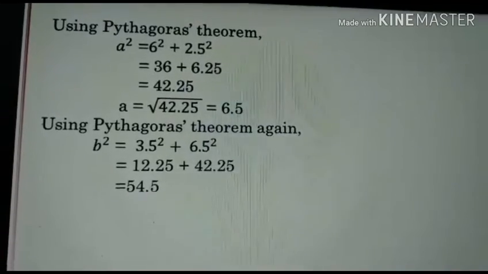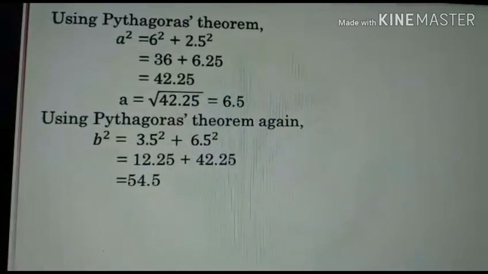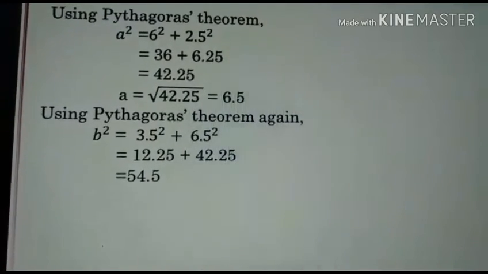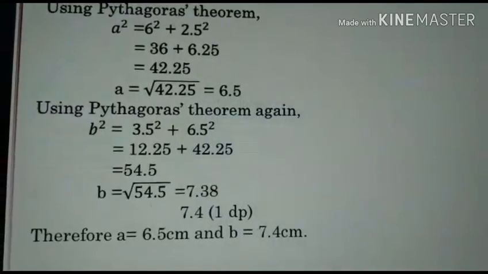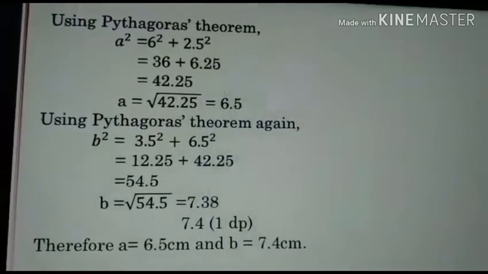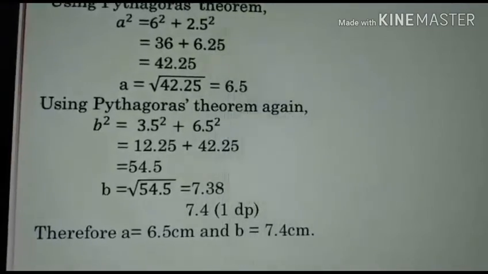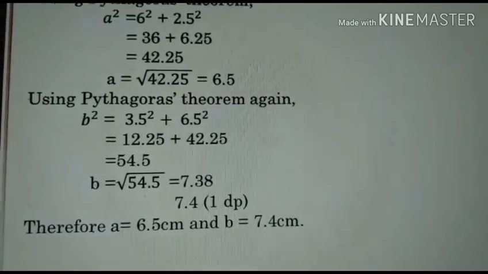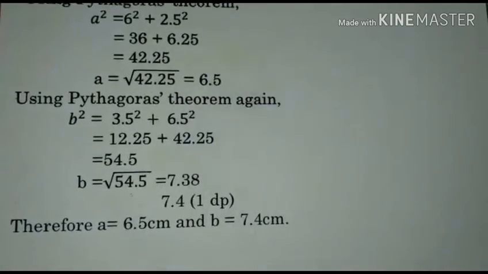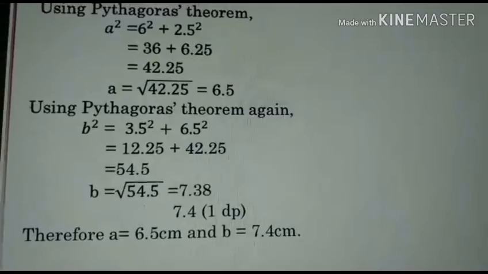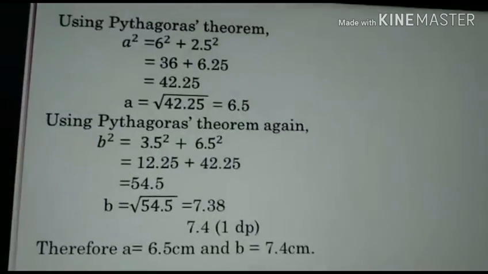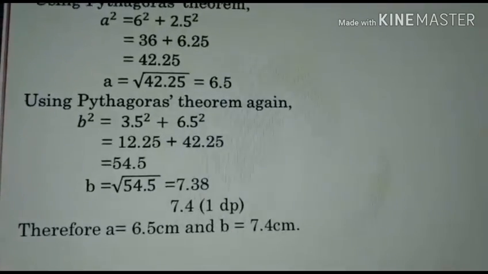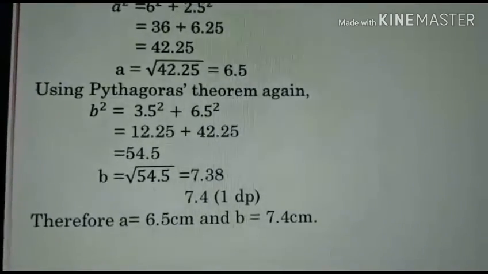To find the value of B, use the square root on both sides. Square root of B square equals square root of 54.5. So B is square root of 54.5, 7.38. To one decimal place it is 7.4. That means we get the value of A as 6.5 and B as 7.4 centimeter. Don't forget to write the unit. Understand? Okay. Thank you.